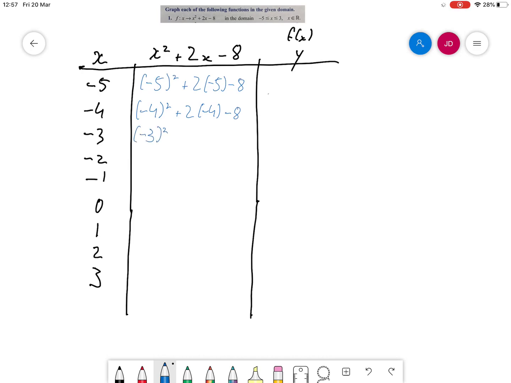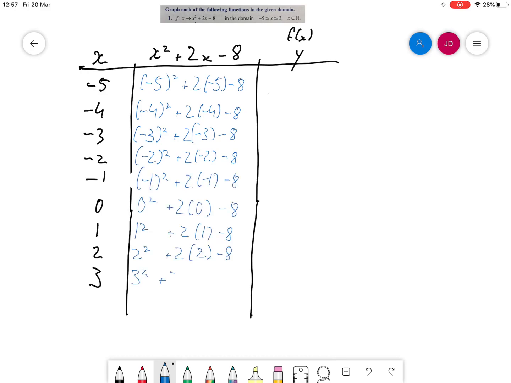Why not pause the video now and see if you can work out the rest of these yourself. In the meantime, I'm going to quickly scribble them in here. And last but not least, 3 squared plus 2 times 3 minus 8. Hopefully you got all those correct. If not, take a moment to see where you went wrong. Remember, because we have an x value here, we swap in our input for that, and if we have an x value here, we sub our input in for that as well.